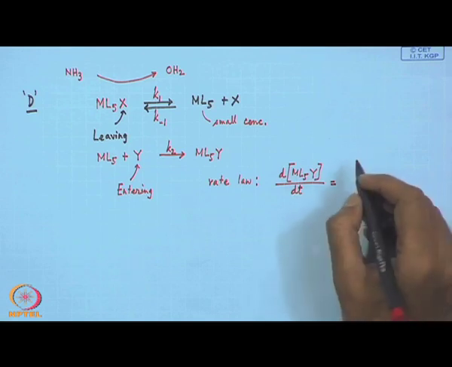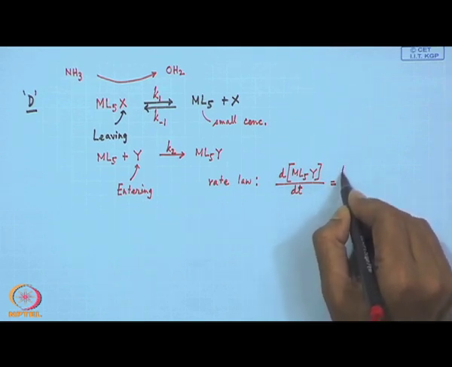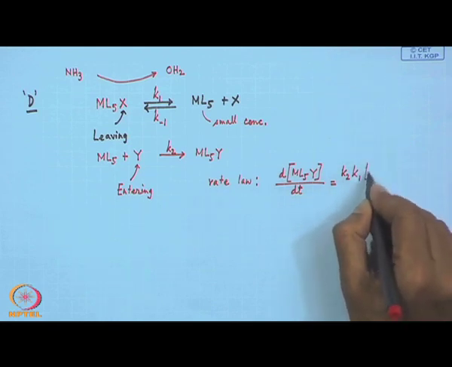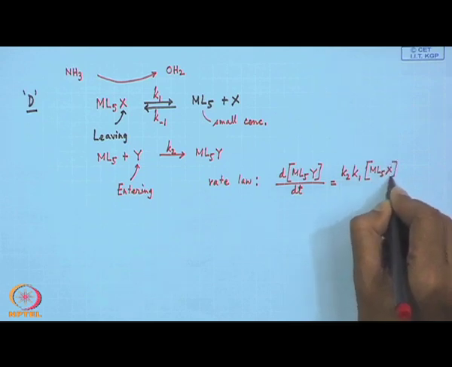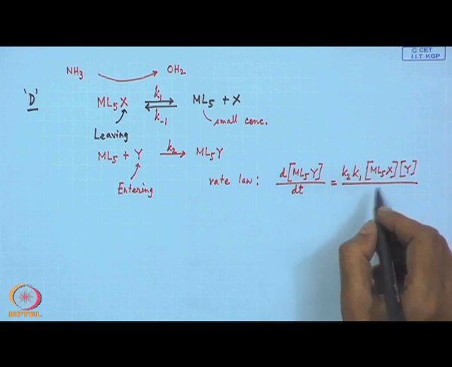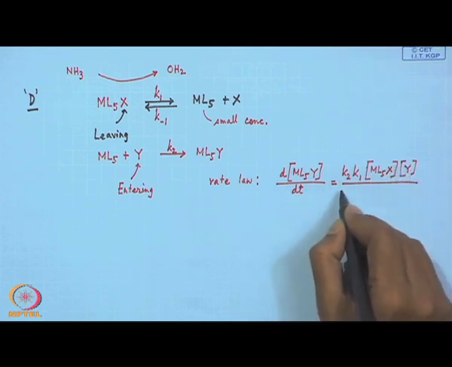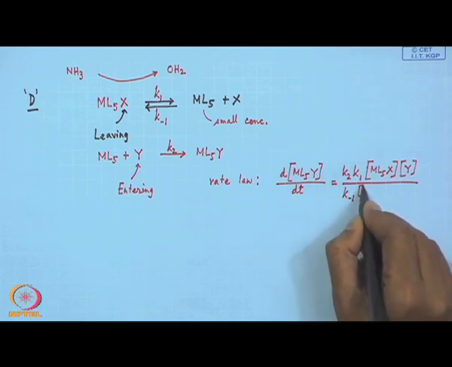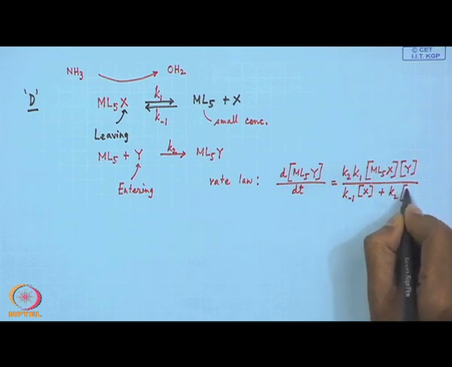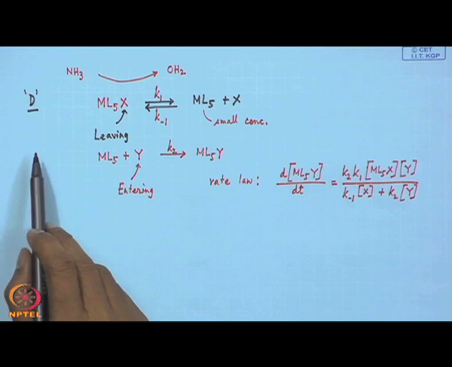So, the rate of change of concentration of the new compound which is forming through the introduction of Y is dependent on K2 and K1, these two steps, and the concentration of ML5X and the concentration of Y. So, for the dissociative case, it is dependent on the concentration of the compound which is reacting as well as the concentration of the entering ligand, and the corresponding decrease in concentration of this dissociation is K minus 1 X plus K2 Y. So, this particular rate law is critically giving us the rate law for this dissociative mechanism.